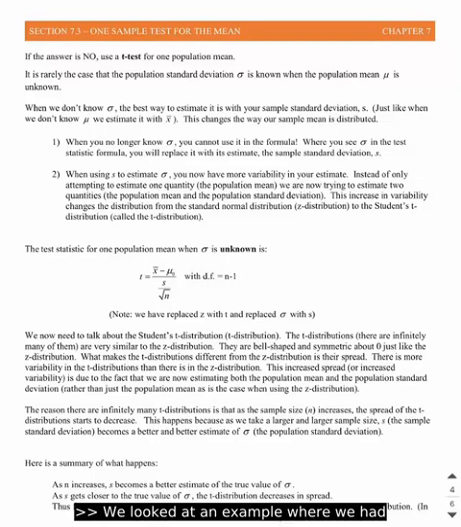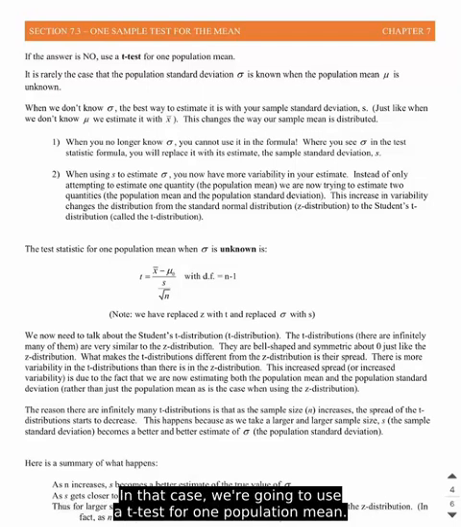So we looked at an example where we had the population standard deviation and we used a z-test, but most of the time that's really not the case. Most of the time our answer is no, we don't have the population standard deviation. And so in that case, we're going to use a t-test for a one population mean.